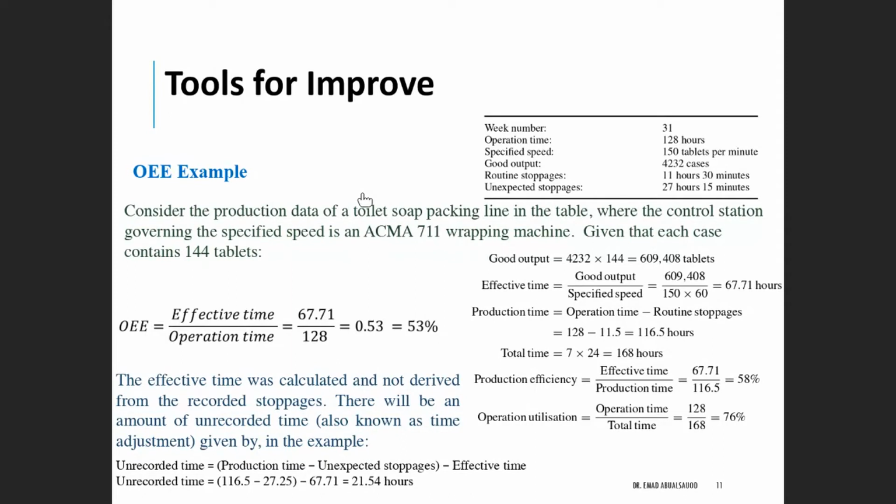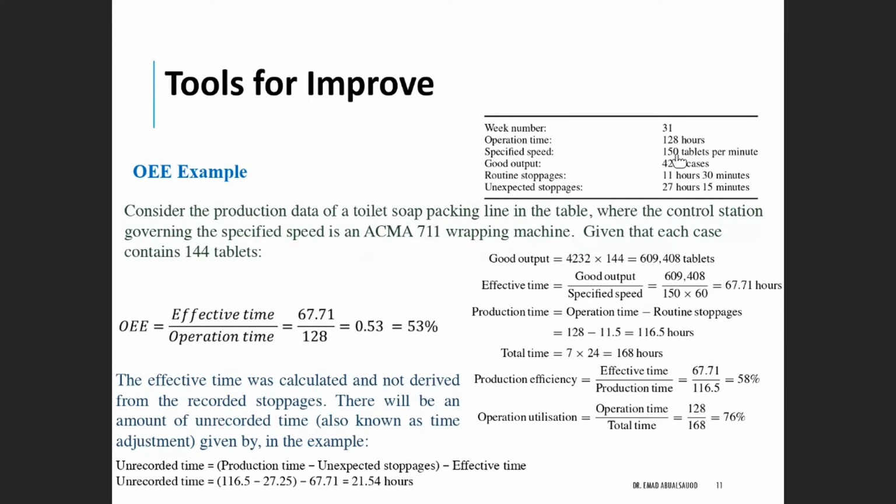And how is the performance? The current status is given in the table in this example. They measured these numbers in week number 31. This is not going to add anything for our solution, but for them it could make a difference because they are collecting samples in different weeks. The operation time is 128 hours. The specified speed is 150 tablets per minute. Not bag, not case, pay attention, it's tablets.